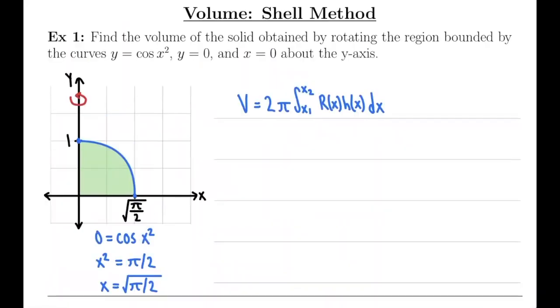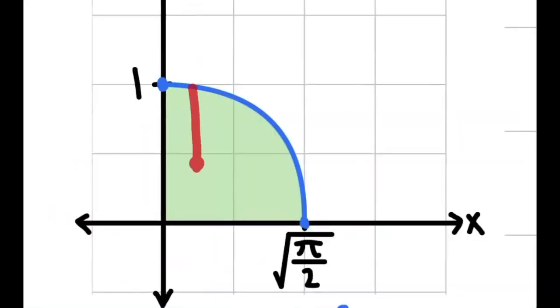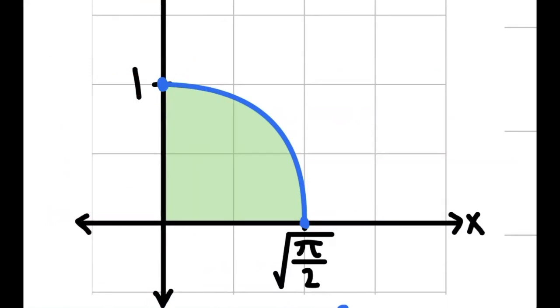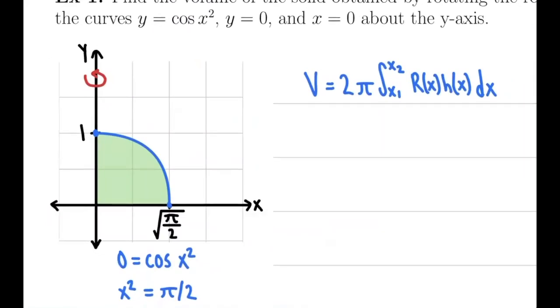All right. What is r of x? What's the radius function? What's the radius of each shell in general? Any ideas? Think of all these shells coming out of here. Could I hypothesize that it is cosine of x squared? That would be the height, not the radius. Yes. My bad.